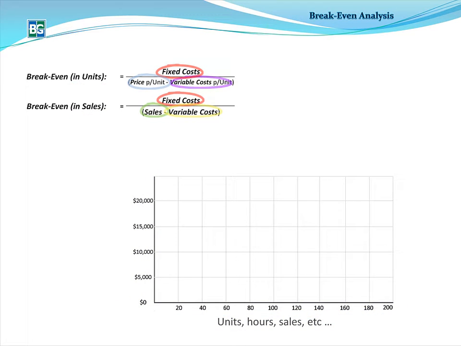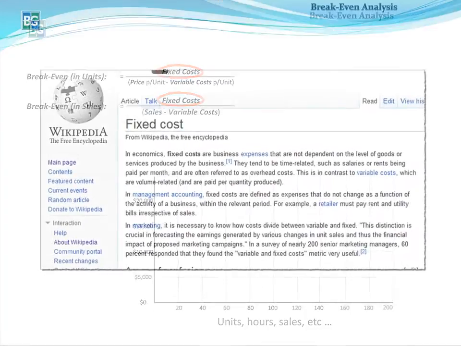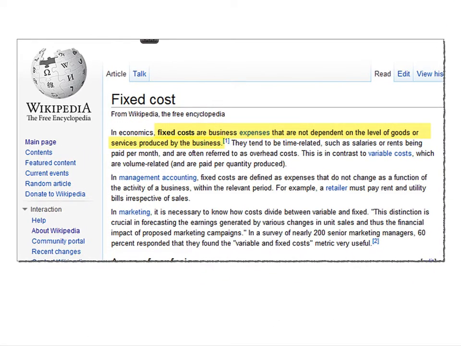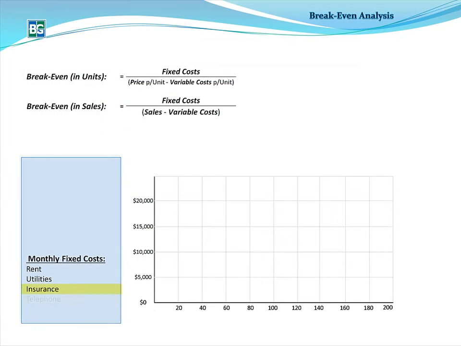The first to look at is fixed costs. According to Wikipedia, fixed costs are business expenses that are not dependent on the level of goods or services produced by the business. They tend to be time-related. Fixed costs are defined as expenses that do not change as a function of the activity of a business within the relevant period. An example, a retailer must pay rent and utility bills irrespective of sales. Other examples of fixed costs are insurance, telephone, and administrative salaries.